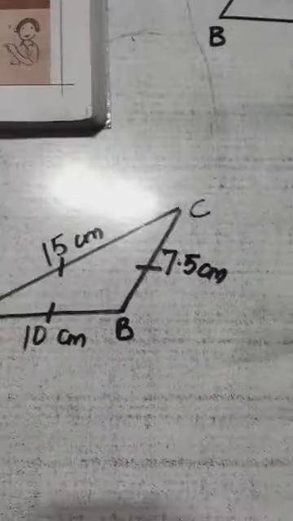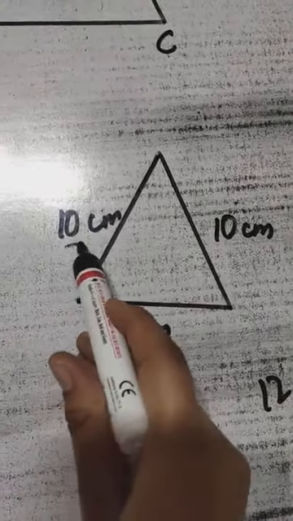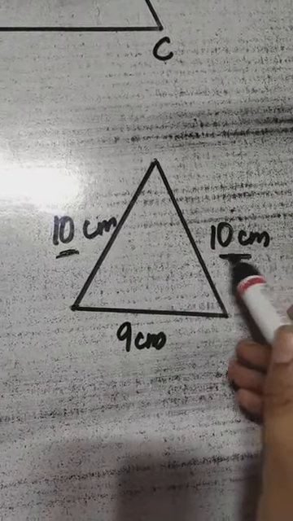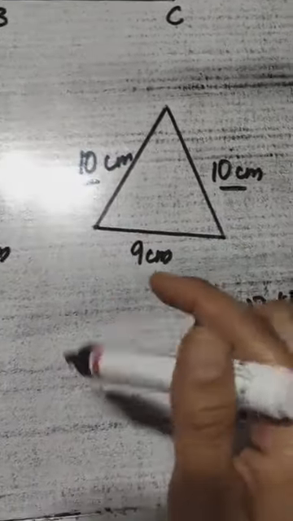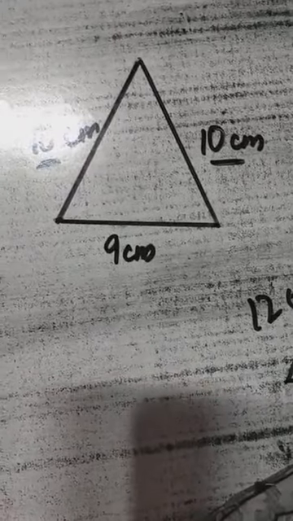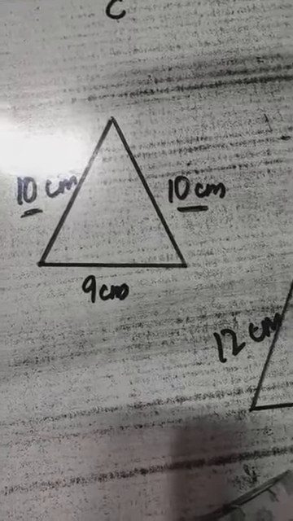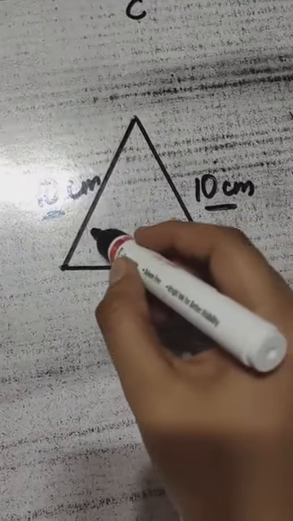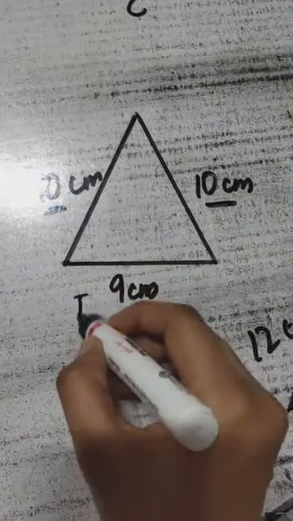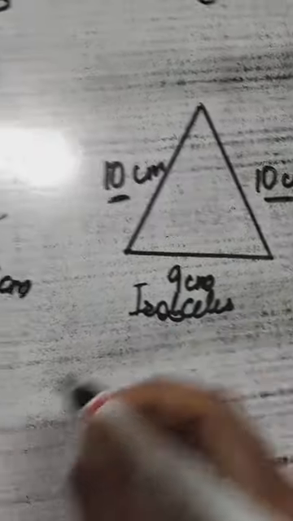Now coming on to the next type of triangle. As you can see, this is 10 centimeter and this is also 10 centimeter. A triangle in which any two sides are equal and the third side is not equal, that is an isosceles triangle. So this is an isosceles triangle. That was scalene.